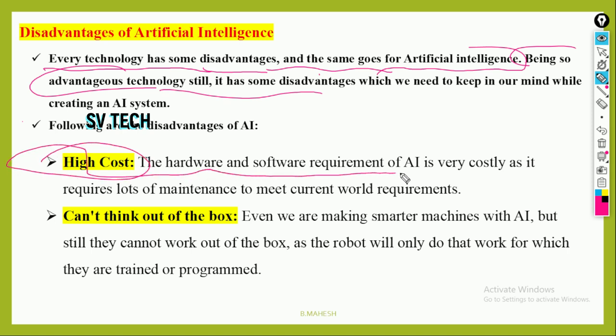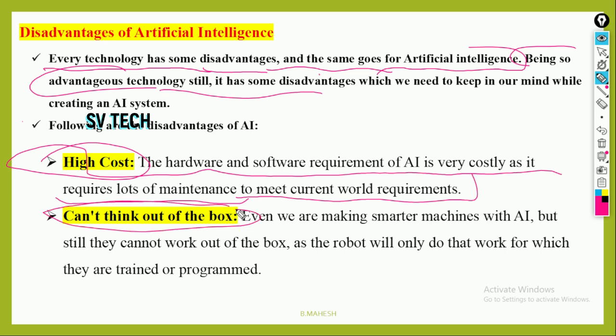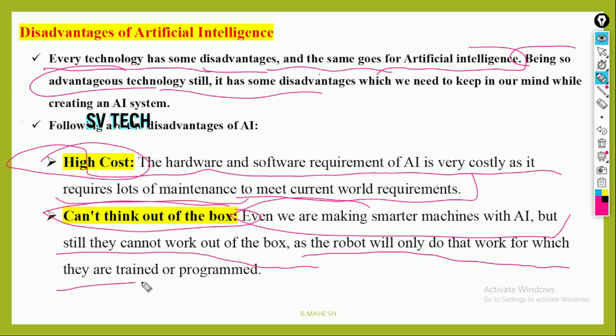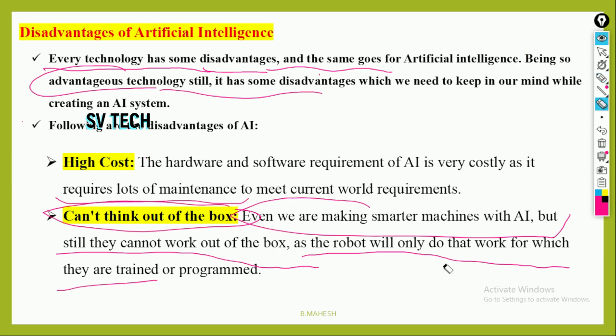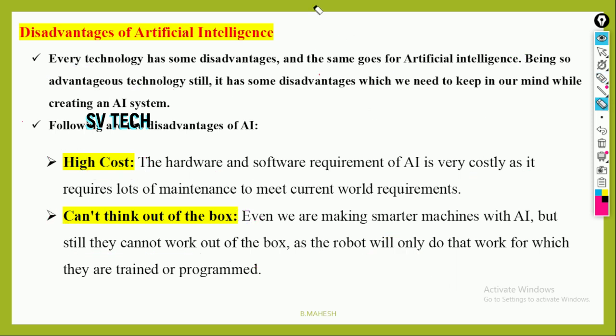The hardware and the software requirements of AI are costly, as it requires a lot of maintenance to meet the current world requirement, and we always have to update. Can't think out of the box. Even though we are making smarter machines with AI, they still cannot work out of the box, as the robot will only do the work which we trained and programmed. They cannot think other than that which we have not trained or programmed.